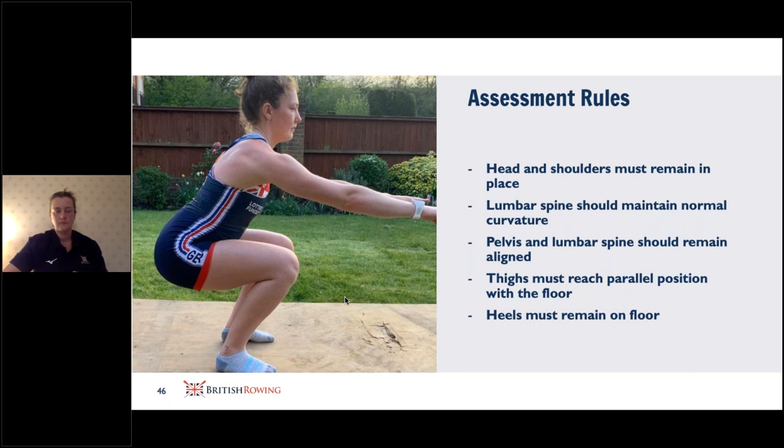Somebody else suggests pushing through the heels and keep looking forward, not down as well. So make sure your eyes keep looking off to the horizon. So make sure you push through the floor or foot structure. Bum and bar should be moving together at the same speed as well. So there's a few comments.